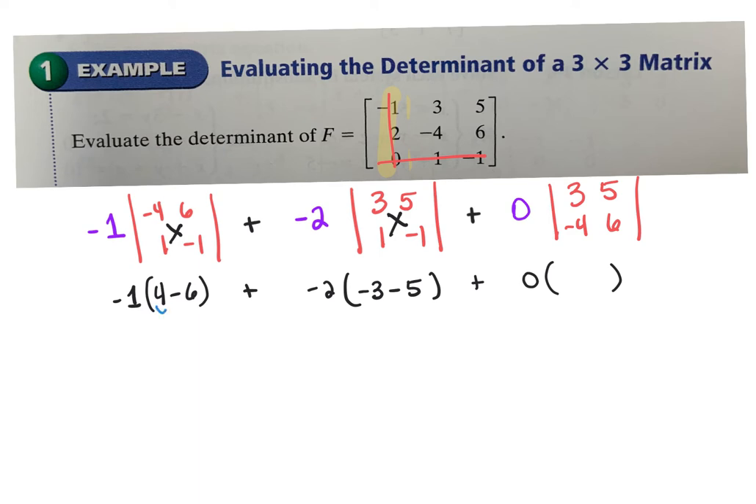Four minus 6 is -2. Times -1 is 2. -3 minus 5 is -8. Times -2 is 16. And of course I have this 0. So what is my determinant? 18. You'll notice when they did the 3 diagonals, shifted it over and subtracted the 3 diagonals, they got 18 as their determinant.